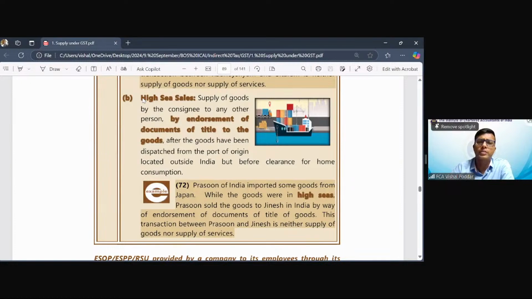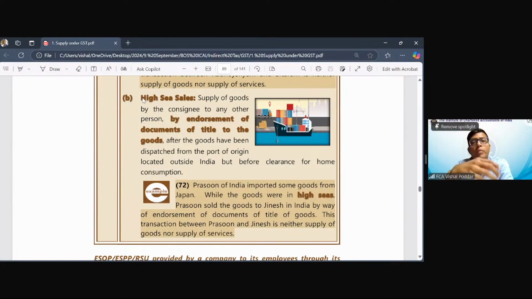What are high sea sales? I have ordered some goods from UK. They are yet to reach India. They are still in the sea. They are still in transit. So it is one step before the above point. In the above point, the goods had come to India and right now are in the warehouse. This point is before that. The goods are still in the sea. They are still in transit.